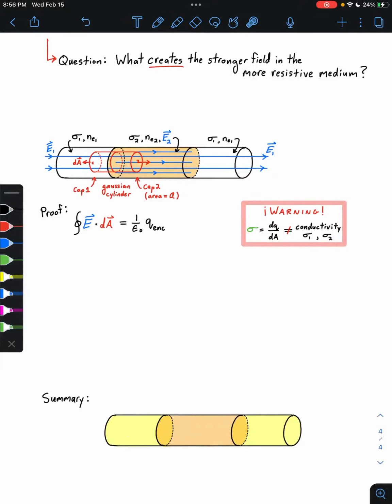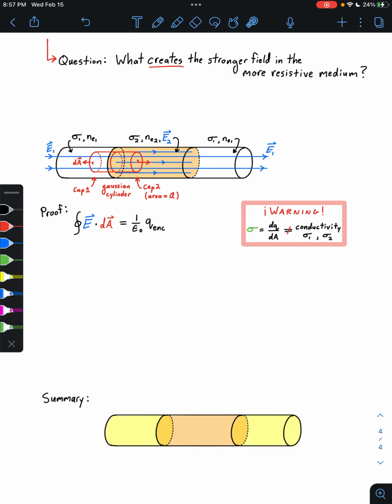So if there must be a stronger field inside this resistive region to maintain the same current in and out of that region, well, what creates that stronger field? What changes the value of the field? We've got to find the charges that are responsible for this. So where are those charges located?